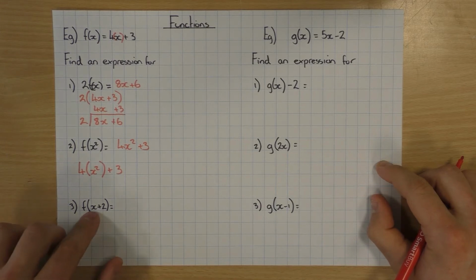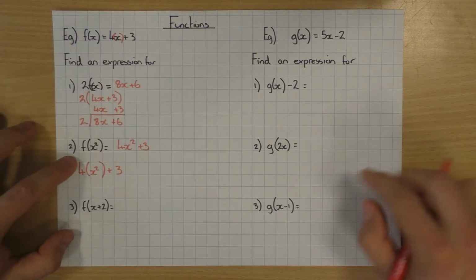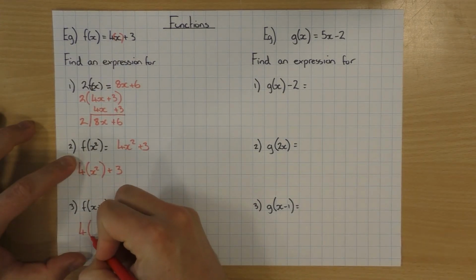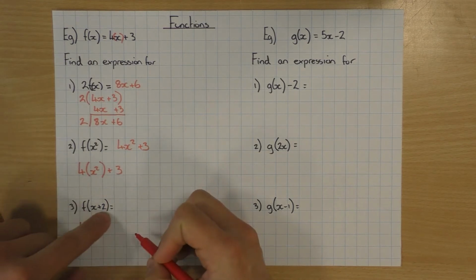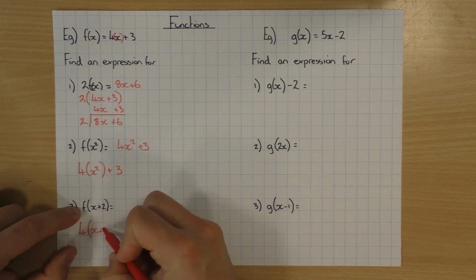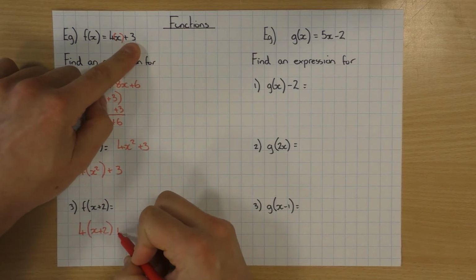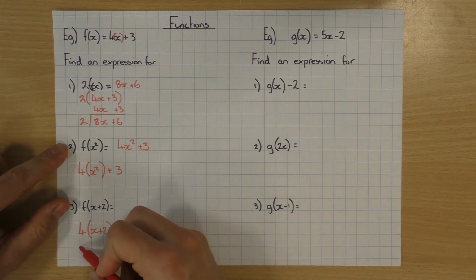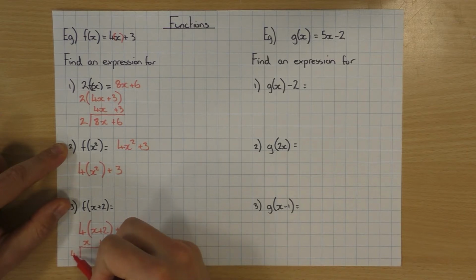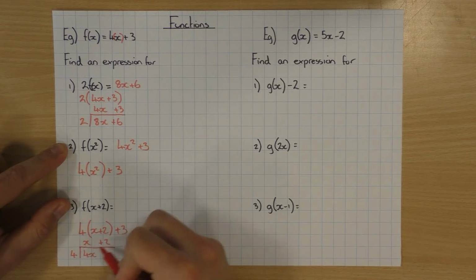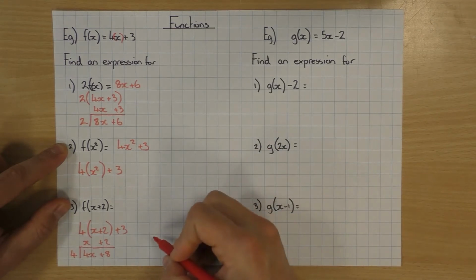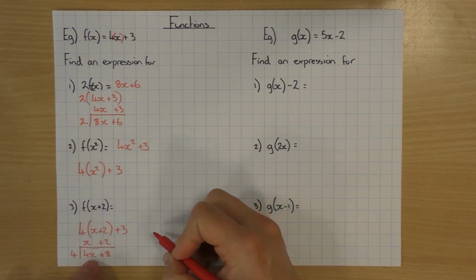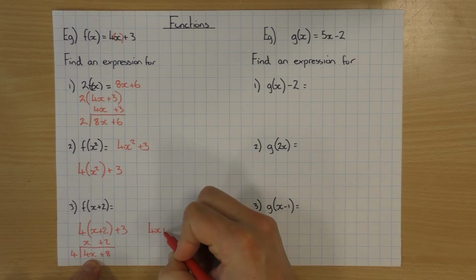Same thing with this one. Instead of being x squared this time, it's x plus 2. So I'm going to input that into there. So I've got the 4. Then it's the bracket and, well, I'm inputting x plus 2, close the bracket, and I've got my plus 3. So exactly the same as here. All I'm going to do is expand this bracket. So x plus 2. So I'm going to have 4 times x, which is 4x, 4 times 2, which is 8. So if I write this out, after I've expanded the bracket, I have 4x plus 8.